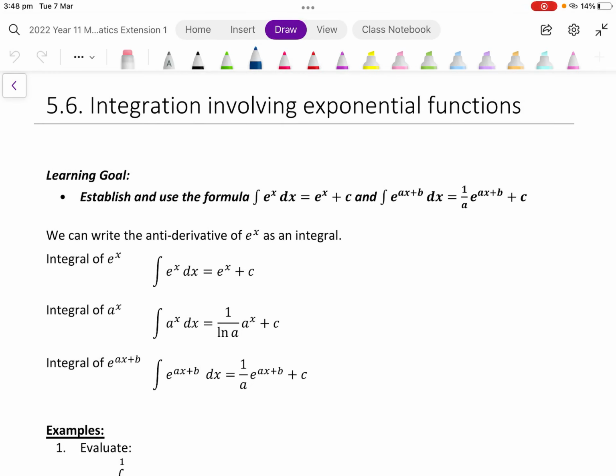Hey Year 12, today what we're doing is looking at integration involving exponential functions. So we're going to establish and use the formula: the integral of e to the x dx is e to the x plus c, and the integral of e to the ax plus b dx is 1 over a e to the ax plus b plus our c.